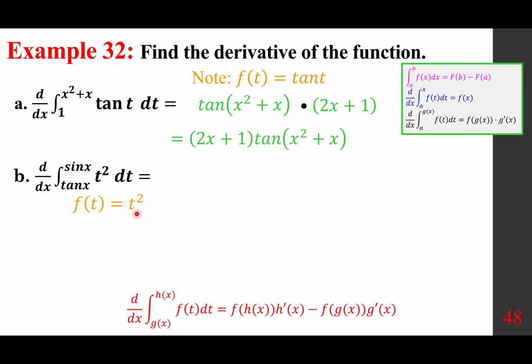This way, f of t is t squared. Replace the t with the upper limit, becomes sine squared x, times the derivative of sine x, which is cosine x, minus, then t squared means tan squared x times the derivative of tan, which is secant squared x.